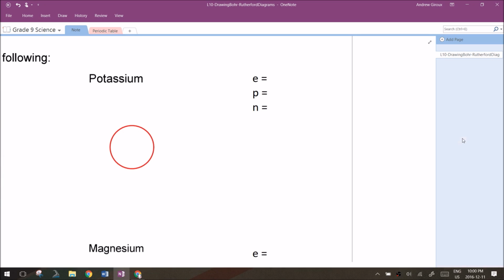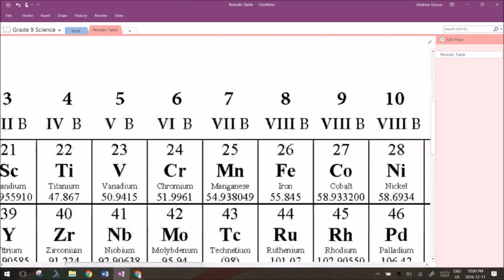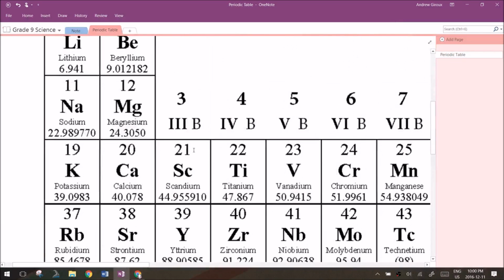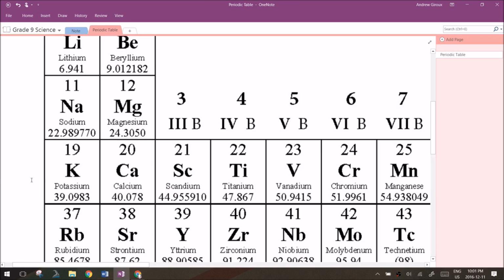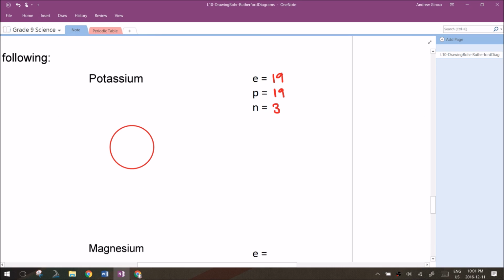Next one is potassium. We need to find that on the periodic table. So here's potassium right here. We have atomic number of 19, and we have 39 as the atomic mass. Protons are the same as the atomic number. Number of electrons is the same as the number of protons, and the number of neutrons will be our atomic mass, which is 39, minus the atomic number.